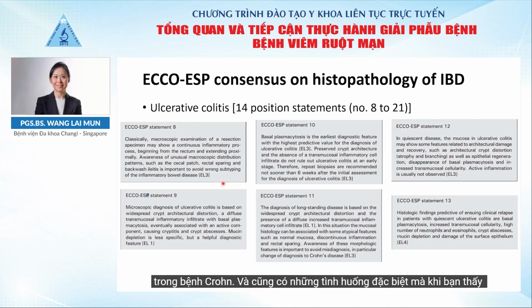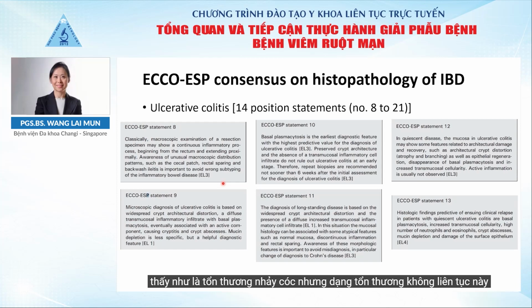And then there's also a special circumstance when you see continuous inflammation from the rectum up to, let's say, the sigmoid, and then suddenly you realize there's a bit of inflammation over in the cecum near the appendiceal orifice. So to you, it looks like a skip lesion.